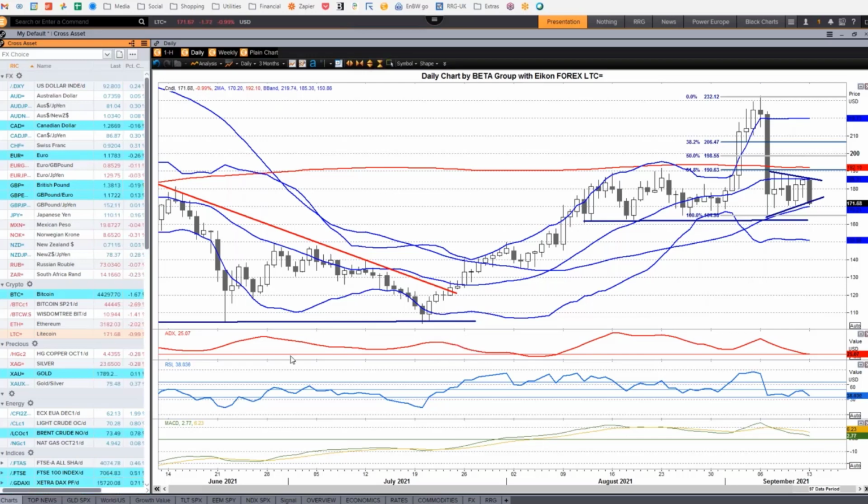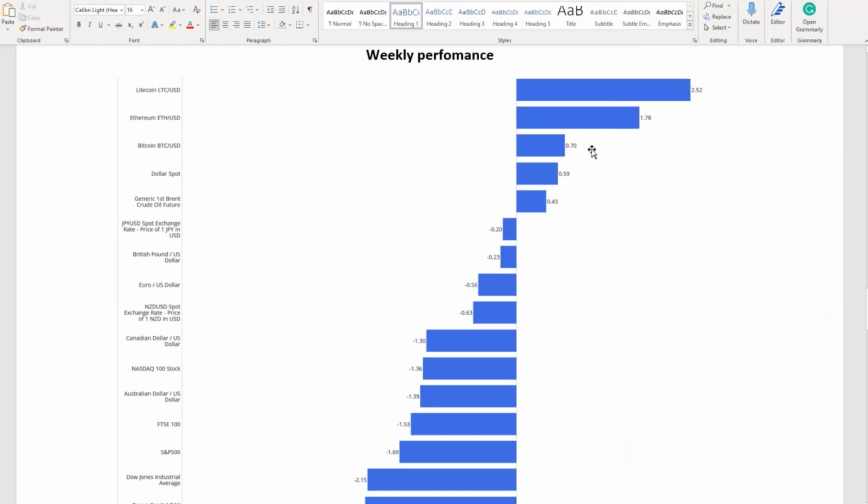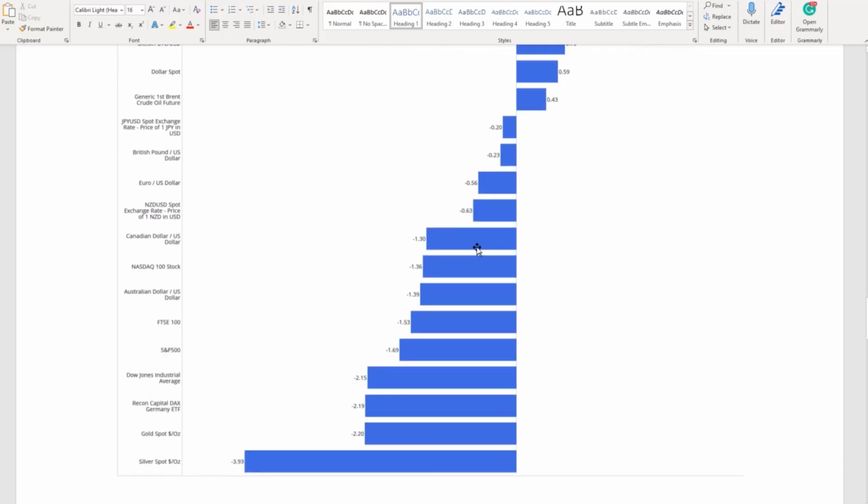Now, I wanted to show you this is what happened last week. Okay, the cryptos have changed now, but look at the dominant thing: underperformance of the currencies in here, and then the softening of the stock markets, and then gold and silver right down at the bottom here, and silver dropping nearly 4% last week. Gold not dropping so much, but it was a bad week.